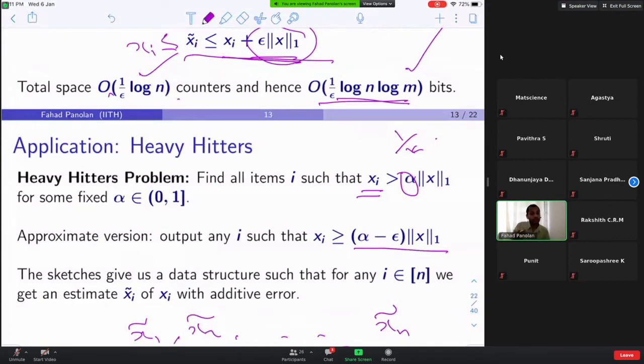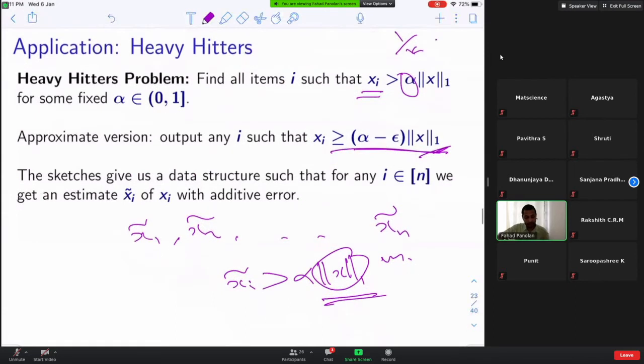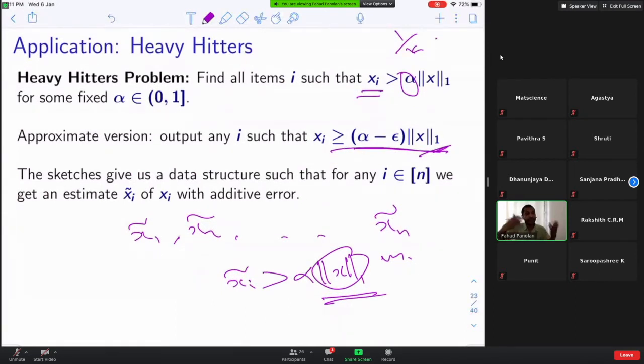So you will be outputting items whose xi value is at least alpha minus epsilon times the L1 norm of x. Unlike the Misra-Gries algorithm, where you output exactly those quantities, here, if you apply the count min sketch, what you will be outputting is a superset of your heavy hitters. All the heavy hitters will be there, but it will contain some other elements.